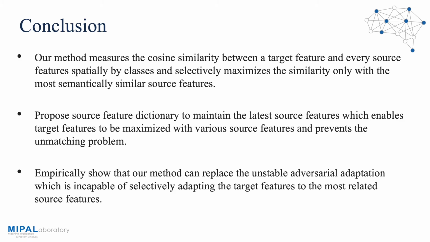As a conclusion, our contributions can be put in threefold. Our method measures the cosine similarity between a target feature and every source feature spatially by classes and selectively maximizes the similarity only with the most semantically similar source features. We propose a source feature dictionary to maintain the latest source features, which enables target features to be maximized with various source features and prevents the unmatching problem. We empirically show that our method can replace the unstable adversarial adaptation, which is incapable of selectively adapting the target features to the most related source features.